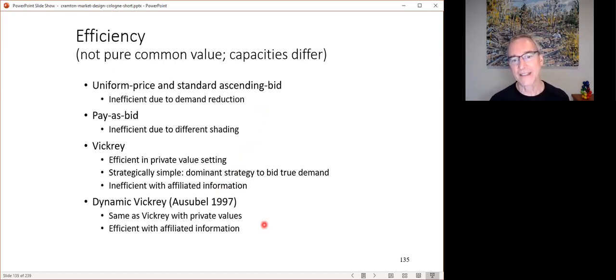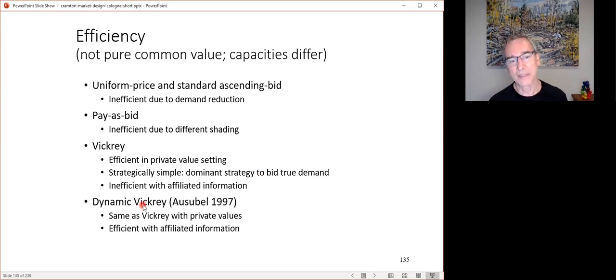So efficiency, it's quite clear that the uniform price auction is going to be inefficient because of demand reduction, which I'll emphasize again in a moment. The pay as bid is going to be inefficient because of the differential bid shading that the bidders engage in. The Vickrey pricing will be efficient in the private value setting. So that's very nice. It's strategically simple, dominant strategy to bid true value. But once we expand the model outside of private values, it's no longer going to be efficient necessarily.